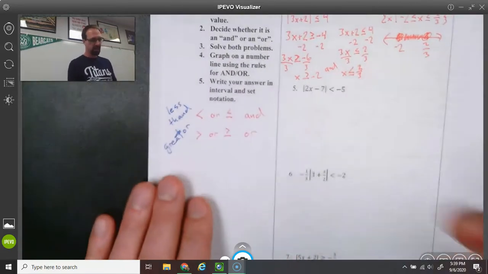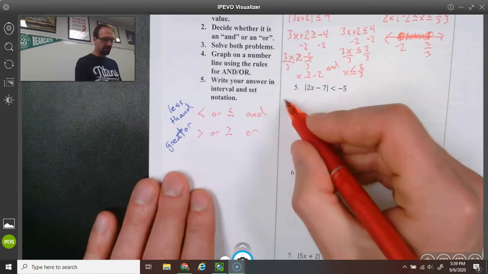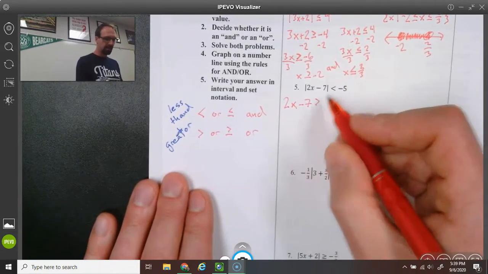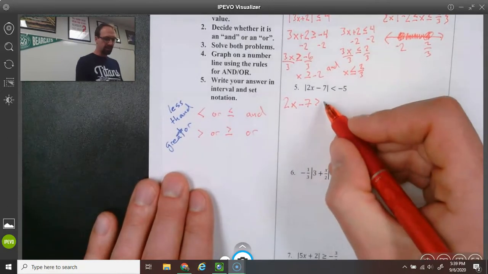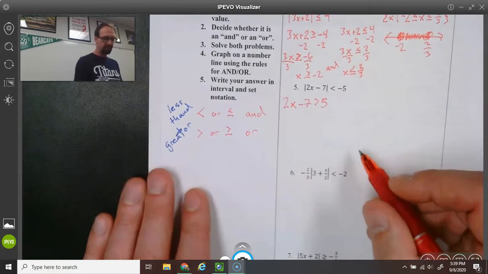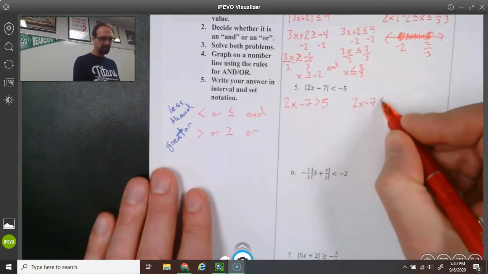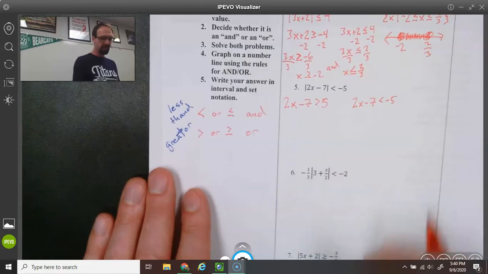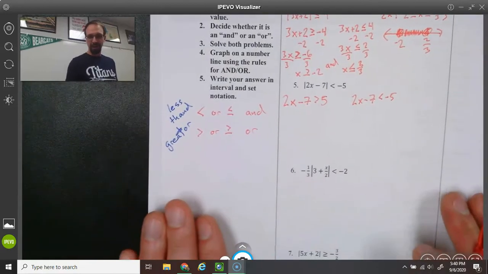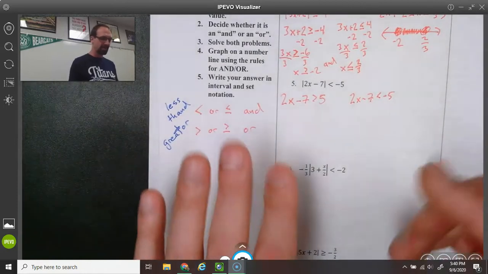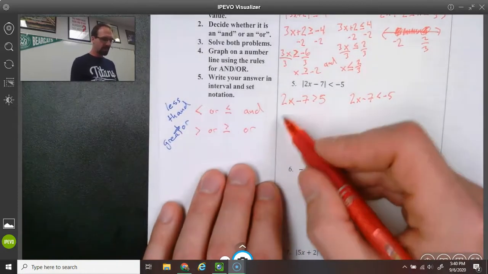Number 5. This is a less than as well. It's already set up. We just need to separate it into the two parts. So I'm going to have 2x minus 7 is greater than, in this case, positive 5. And then 2x minus 7 is less than negative 5. Some of you may have already caught on to what's happening with this problem. Bear with me. I'm actually going to work through this problem so we can see what's really happening here.